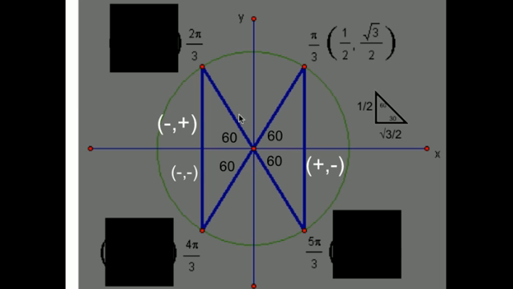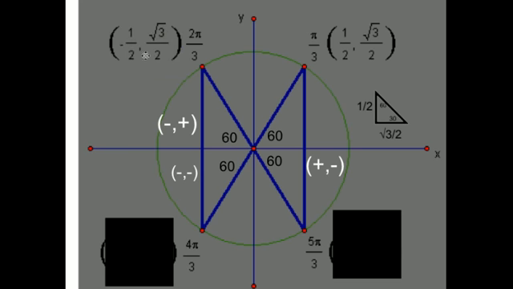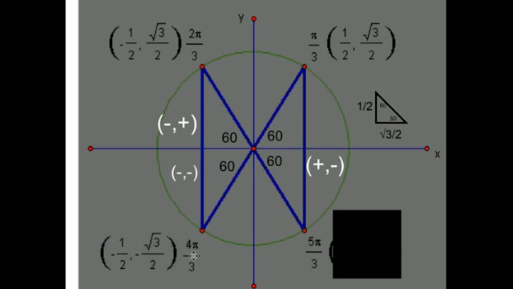Well, just like last time, we have those exact same points here, right? Our opposite side is still square root 3 over 2, and our adjacent side is still 1/2, except now it's 1/2 in the negative direction. So that's how we get negative 1/2 comma square root 3 over 2. Over here, our adjacent side, 1/2, is in the negative direction, and our opposite side, our height, is in the negative direction as well. So that's how we get negative 1/2 comma negative square root 3 over 2.